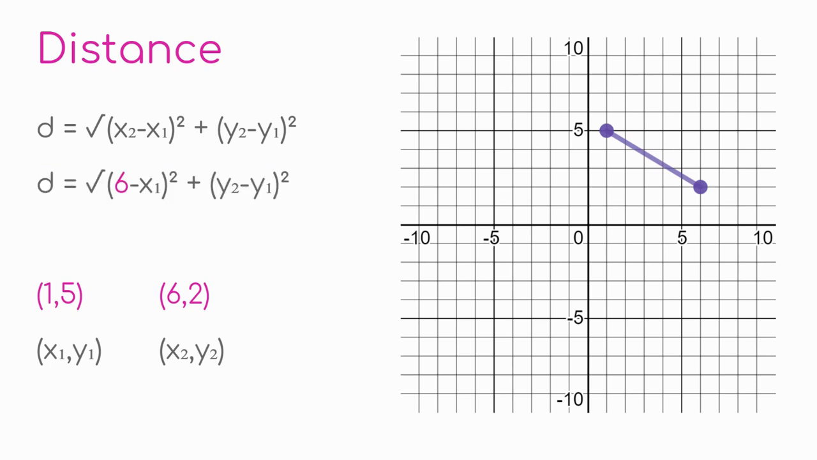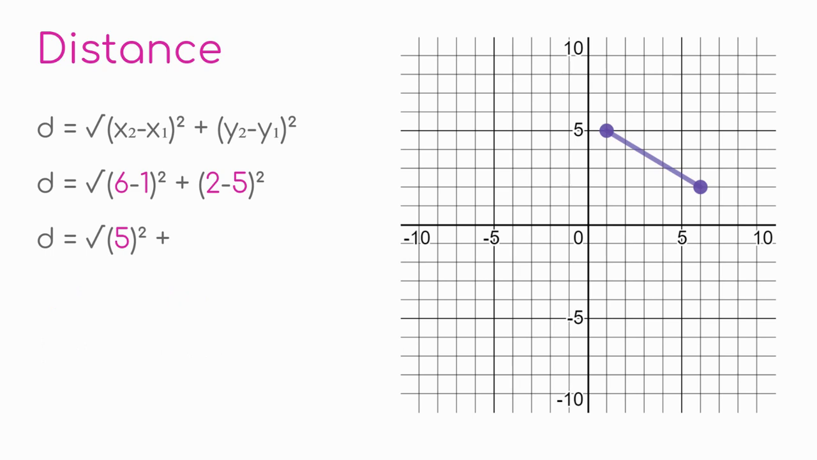So the way you would go about doing this is just like we did with slope. We're going to take our coordinates and plug them into the equation where they belong. So my x2 is 6, my x1 is 1, y2 is 2, and y1 is 5. So I just took my two coordinates and plugged them into the formula where they belong. Then you start solving it. First, 6 minus 1 is 5, and 2 minus 5 is negative 3. Then I have the square root of 5 squared plus negative 3 squared.